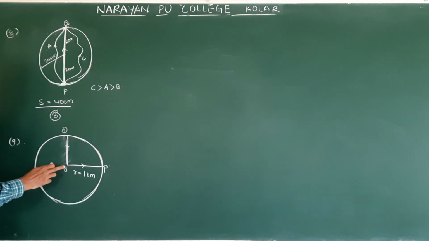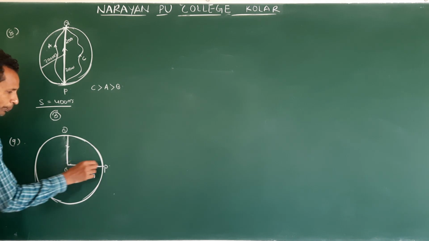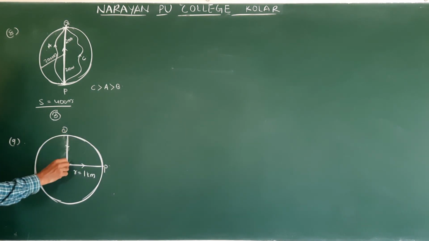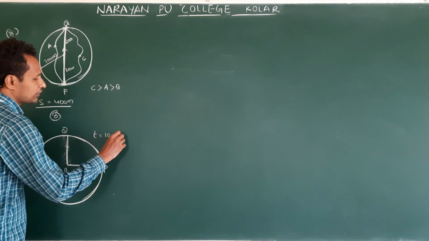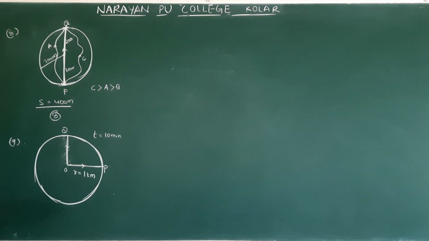To complete this round trip, round trip here is O to P, P to Q, Q to O. For this, the time is equal to 10 minutes, as given. So based on this unit we will solve this problem 4.9. What units did they give in the answers?